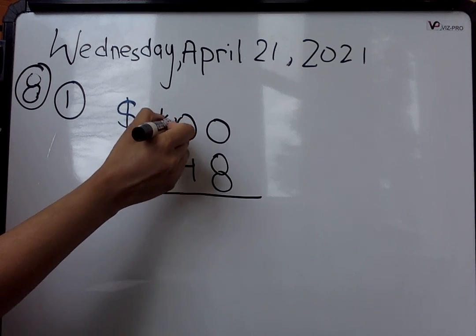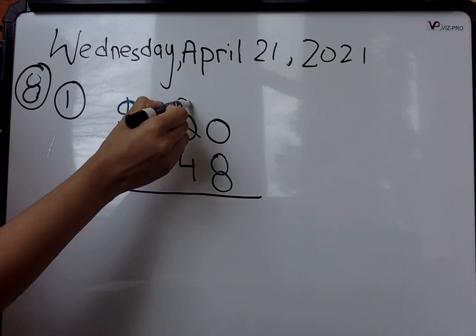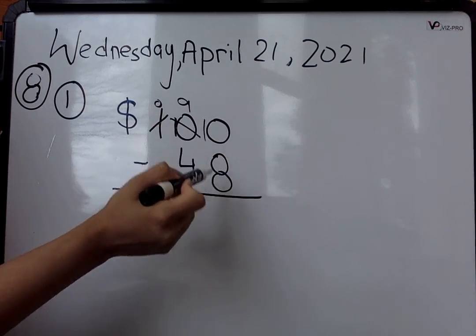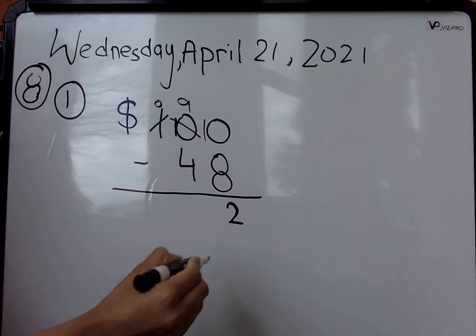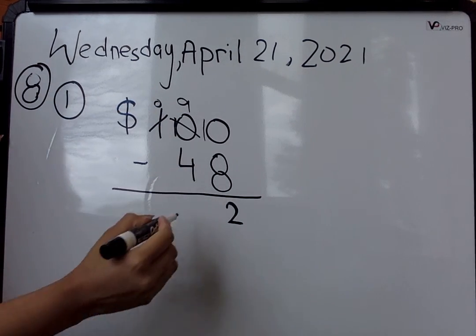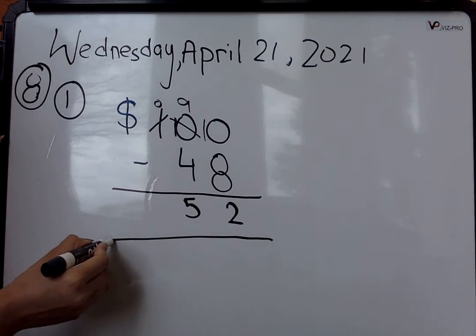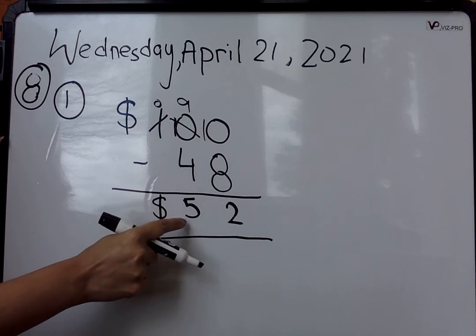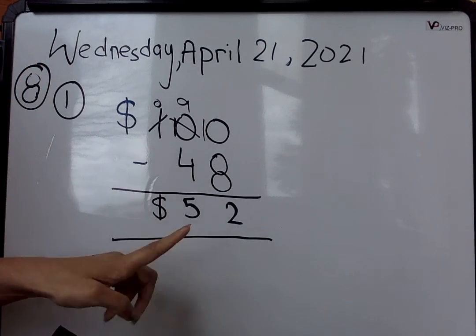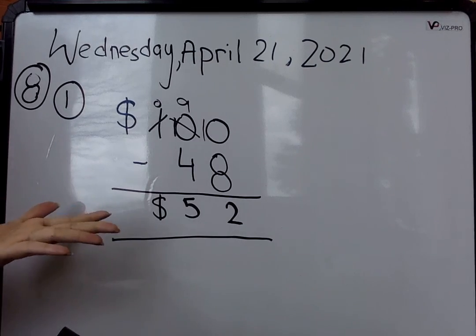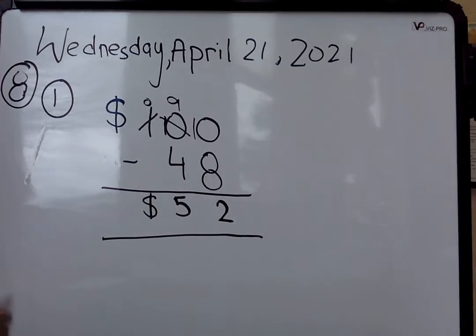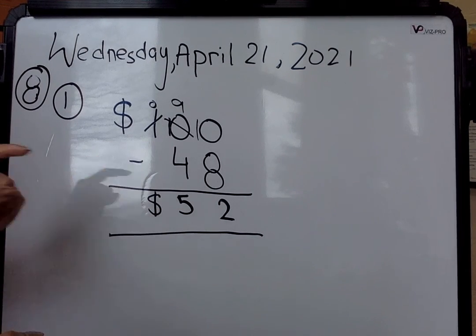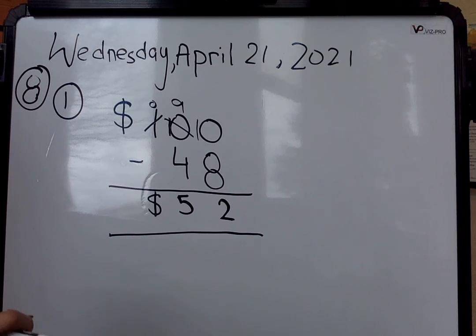So let's subtract it. I borrow, then I borrow again. So I'm left with 9 here, and I'm left with nothing here. So 10 take away 8 gives me 2, and 9 take away 4 gives me 5. So that means this was the price of the present, what the 4 people combined paid. So this was the first part of the problem. We found out that 52 was the cost of the present.